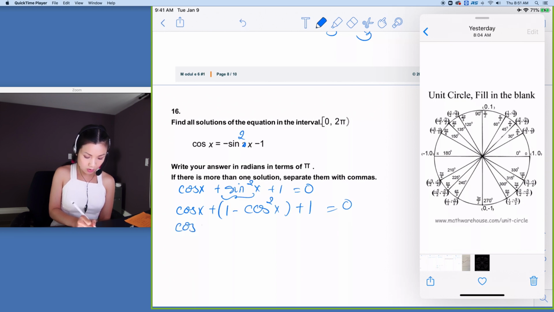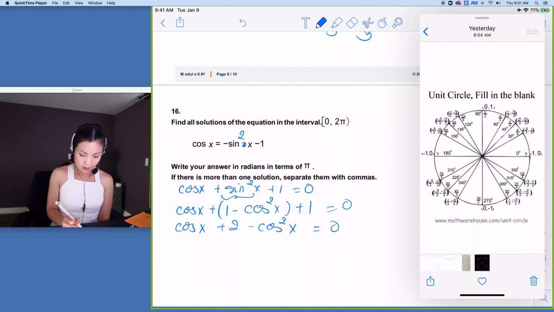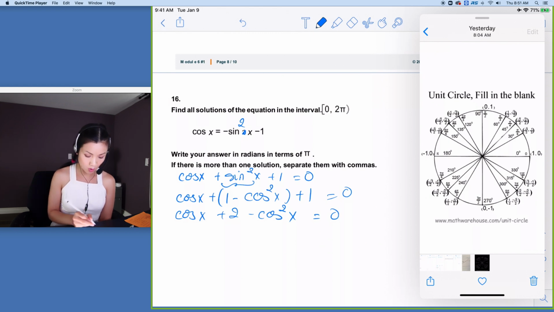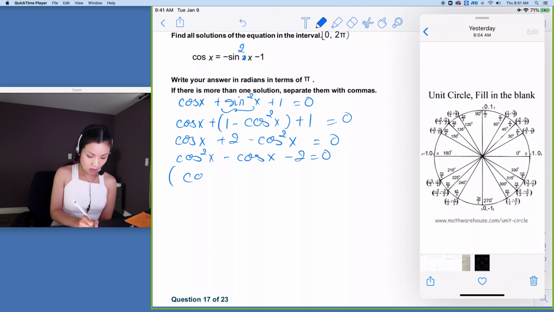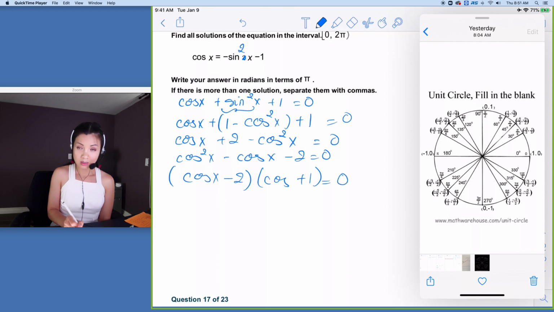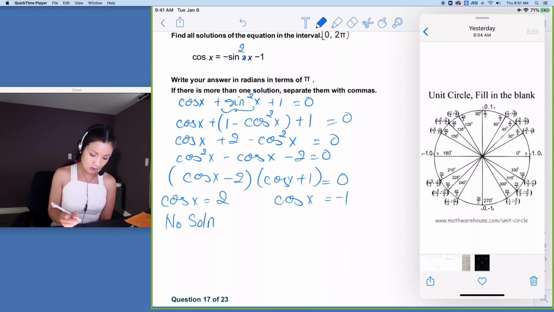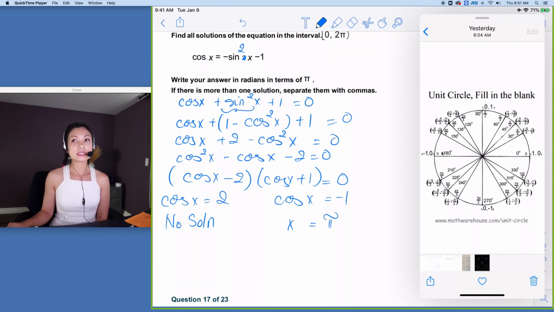I'm going to change it up a little bit. So cosine of x plus 2 minus cosine square. Okay, I don't want to have the negative for cosine square, so I'm just going to multiply everything by -1. So I ended up with cosine square minus cosine of x minus 2 equals 0. Once again, we are back to quadratic, so I just simply factor: cosine minus 2, and then cosine plus 1. Once again, cosine of x equals 2 is out of the range, so we don't have to worry about that one. So this is no solution here. This one right here, we do have a solution, which is pi.